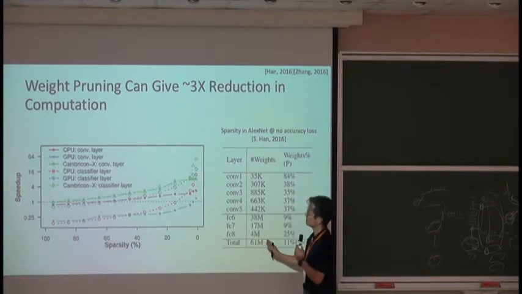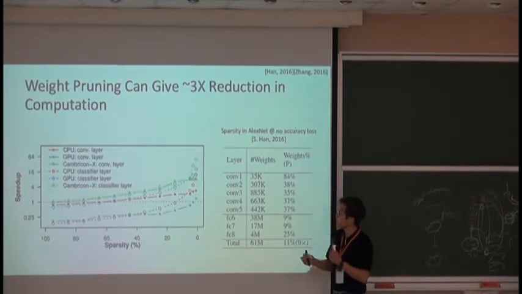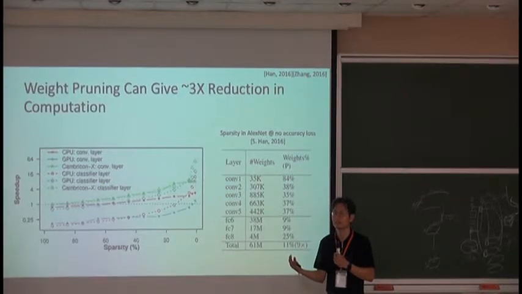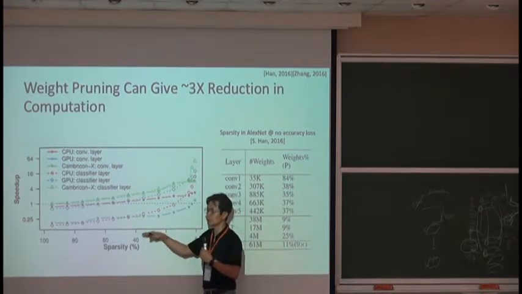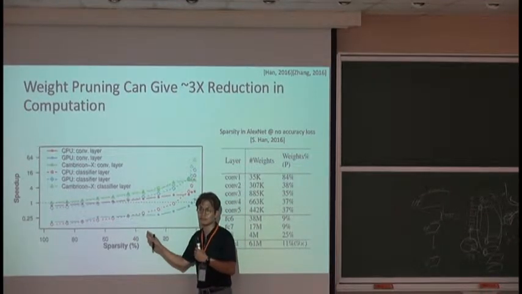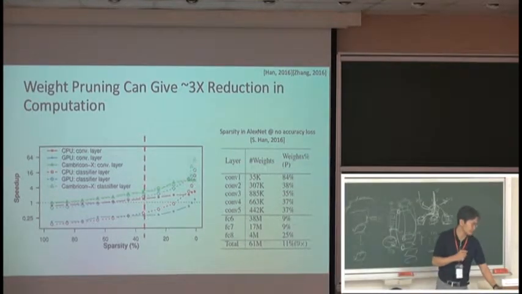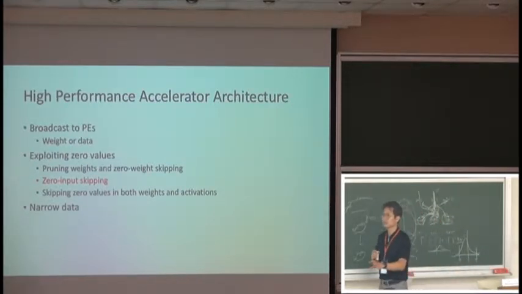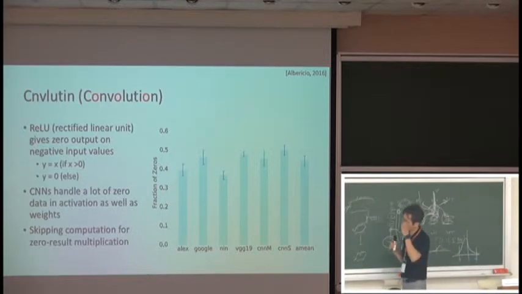But in reality, according to Song Han's paper, for instance, usually we can prune 65% of weights. So 65% of zero values can be translated to 3 times speedup. Right? So the typical range is here. That's the story of weight pruning for performance improvement. Let's see another type of exploiting zero values, not pruning.